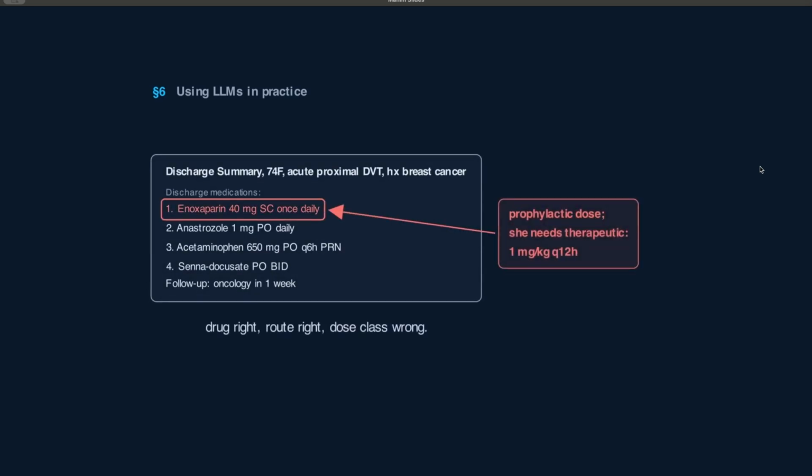For example, the mistake here was someone with acute proximal DVT should be on not just a prophylactic dose, but a therapeutic dose of enoxaparin.